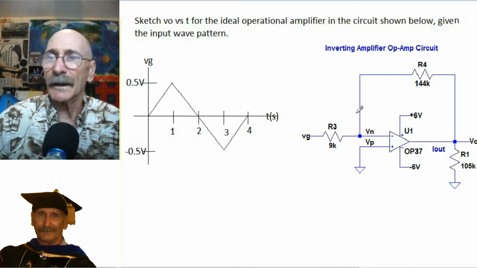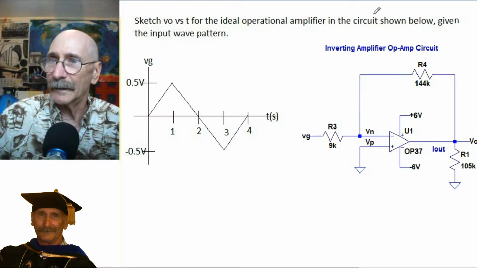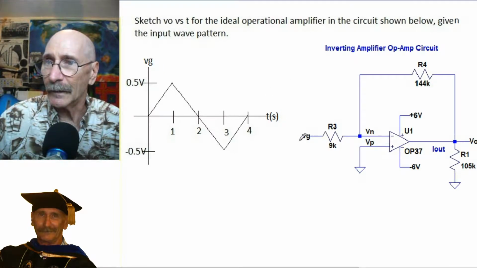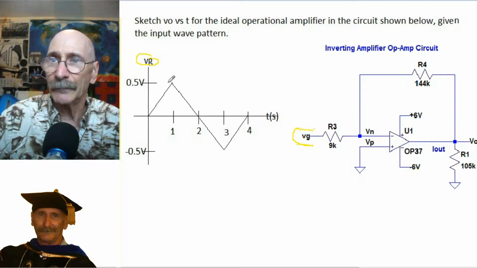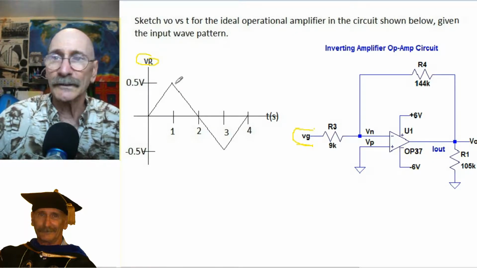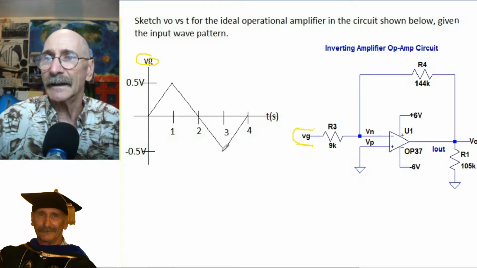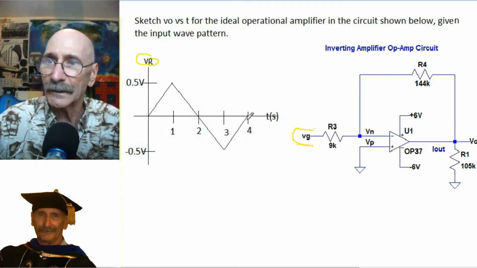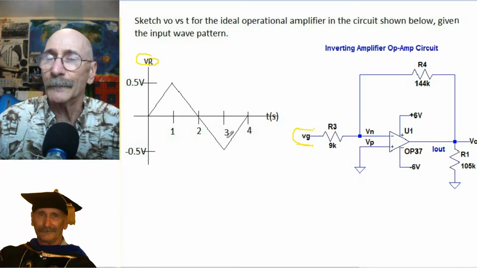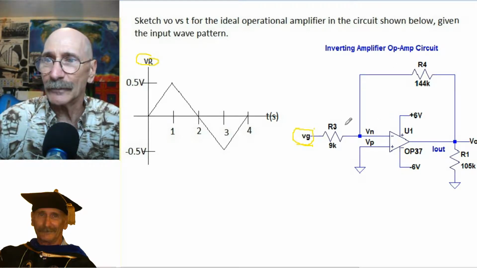Because we've got a waveform coming in. This waveform, VG, is right here. That's our input, and this is what our input looks like. As you can see, it starts at 0 volts and goes to plus 0.5 volts after 1 second, in 2 seconds goes back down to 0, in 3 seconds goes to minus 0.5 volts, and then at 4 seconds it goes back to 0. This is typical of a sawtooth waveform that might be introduced into a circuit such as this.